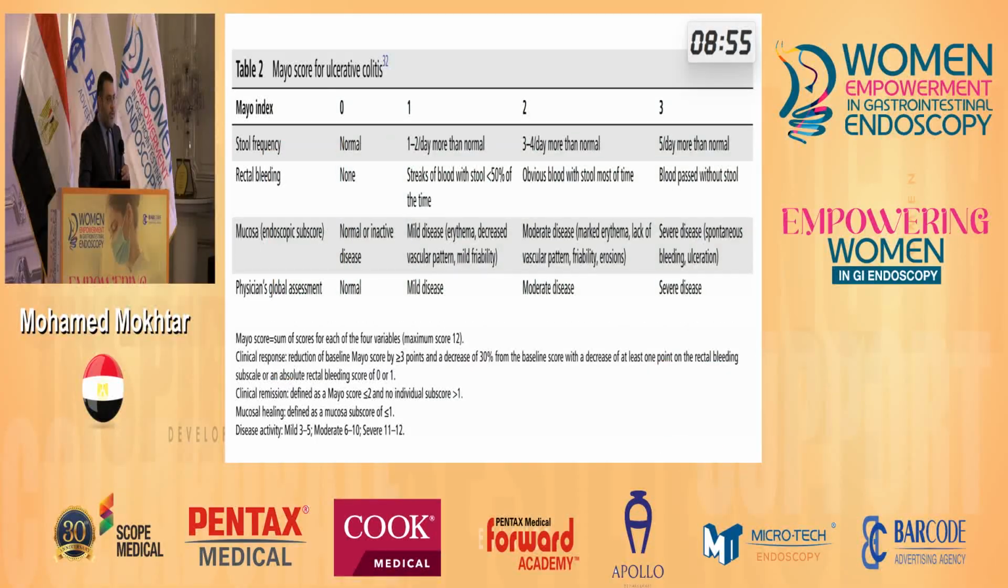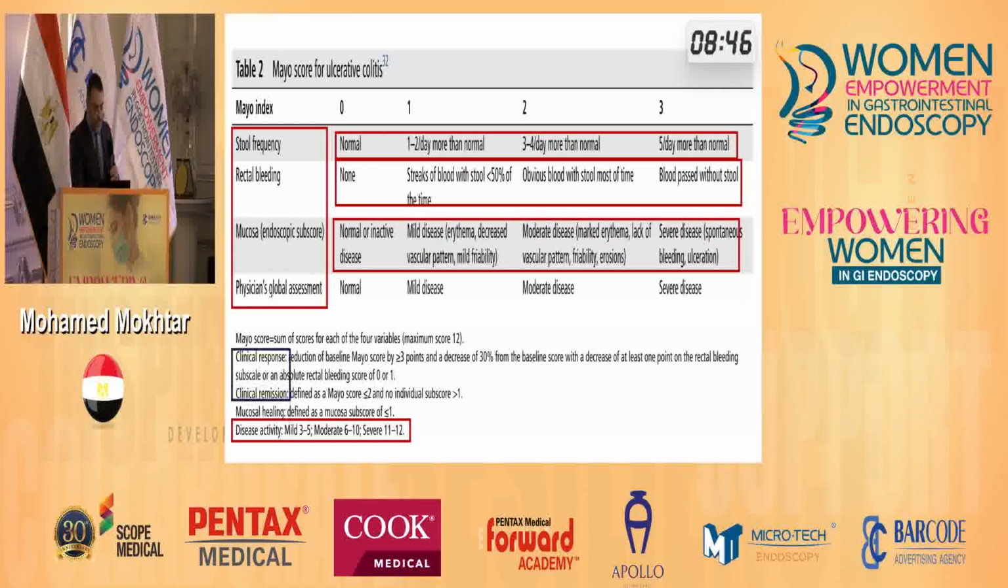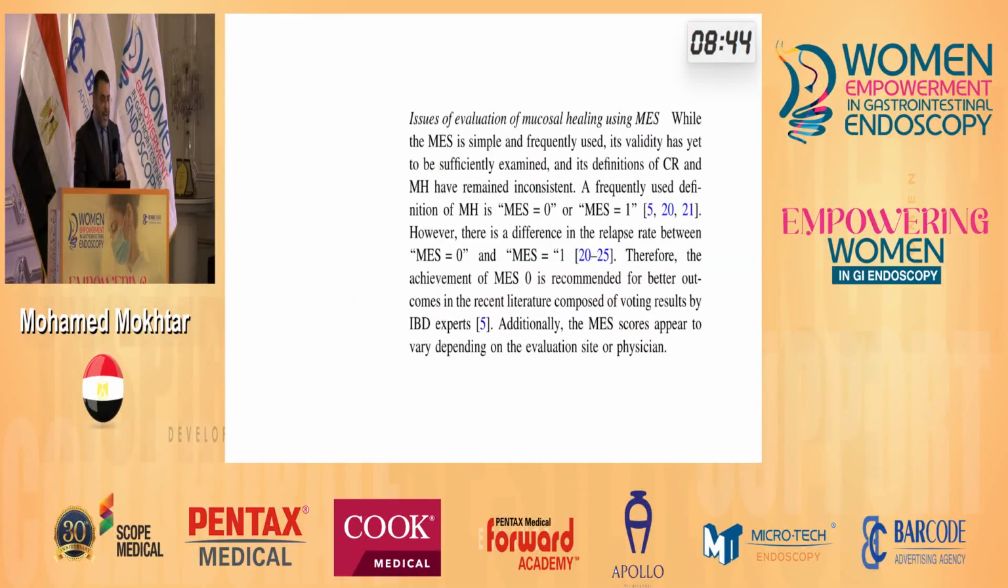Don't forget that the Mayo endoscopic score is a part of the Mayo score of ulcerative colitis, which depends on stool frequency, rectal bleeding, and physician global assessment. Mucosal healing in the Mayo endoscopic score varies from 0 to 1, but it's better to achieve the 0 level. The 0 level has a better prognosis and less incidence of recurrence.